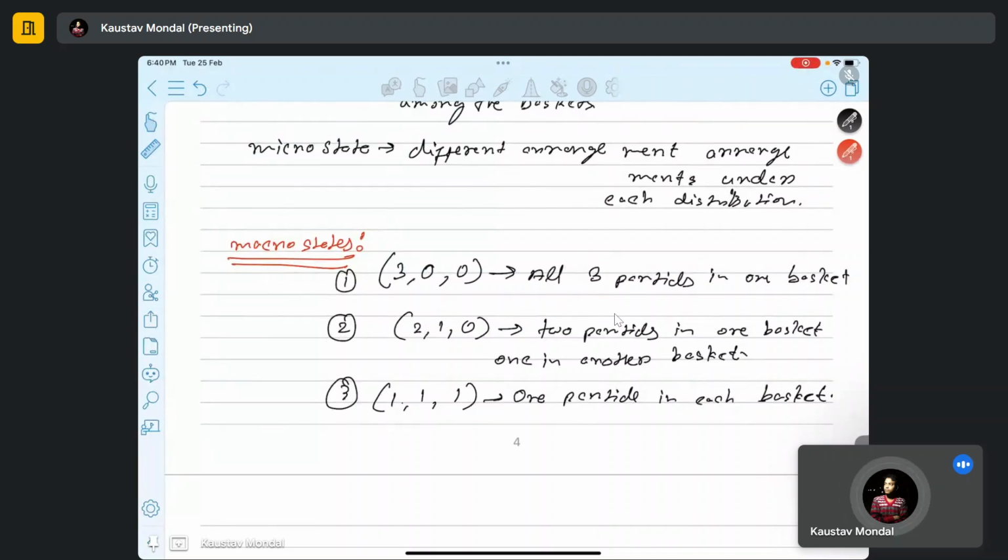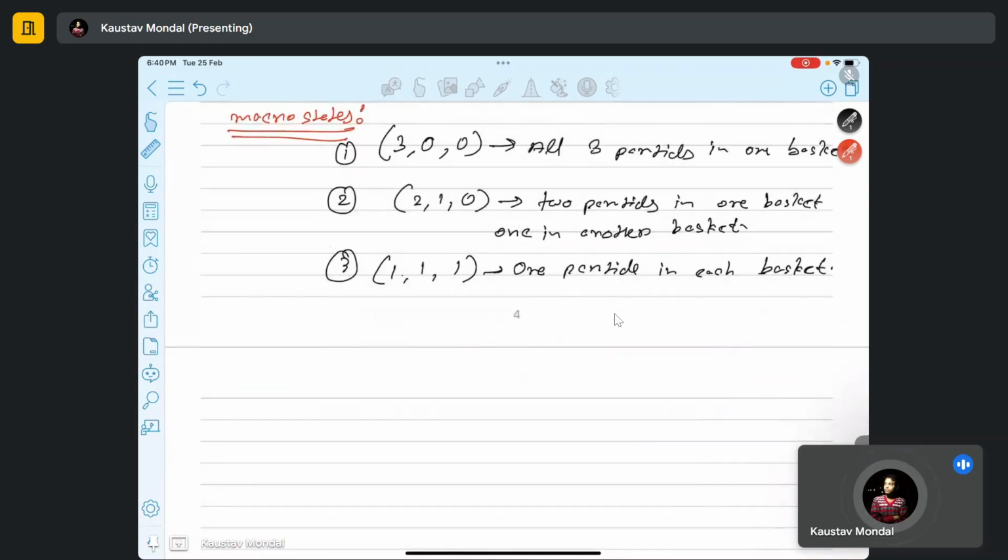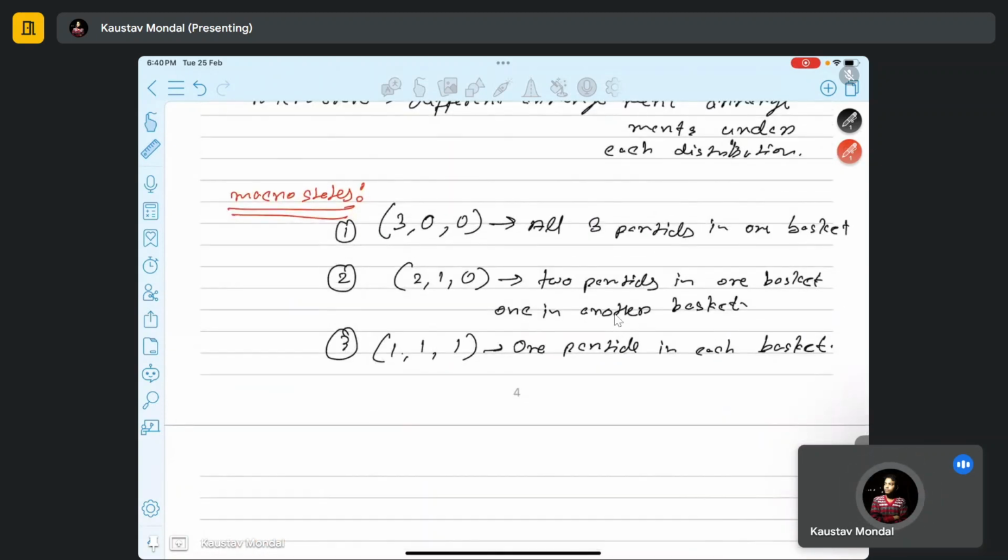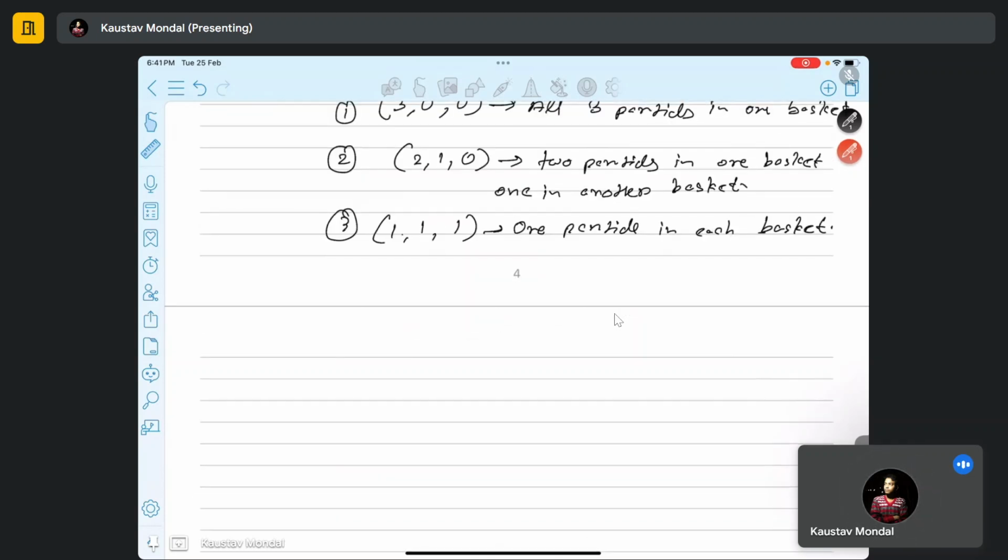This is also a distribution that we can use, also a macrostate, 1 1 1, one particle in each basket. These are all the possible macrostates. So how many macrostates are we getting? We are getting a total of three macrostates. Now we are calculating the total number of microstates. So now comes the microstates.